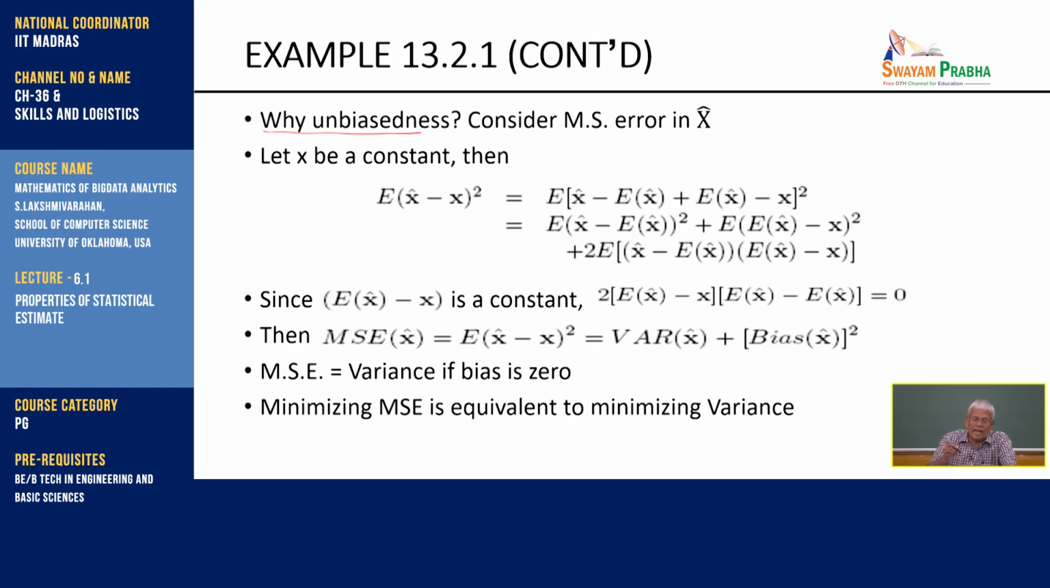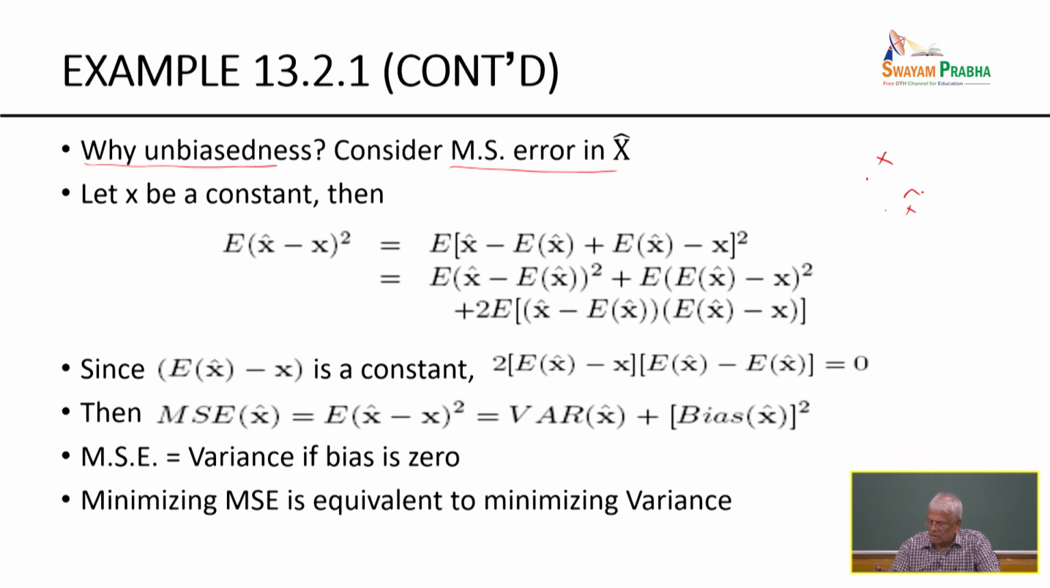In order to understand the role of unbiasedness in estimation, I am going to consider what's called the mean square error in x hat. Please understand, x is the true unknown. X hat is a random variable, x is a deterministic variable. So x hat is going to be distributed in and around x. If x is the unknown, x hat can be anywhere in this interval.